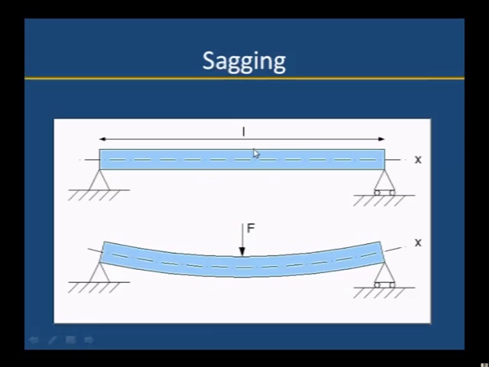Sagging bending moment we generally observe in the case of a simply supported beam. Here, if a load is applied to the simply supported beam, then it will bend like this. Normally this simply supported beam undergoes the sagging bending moment.